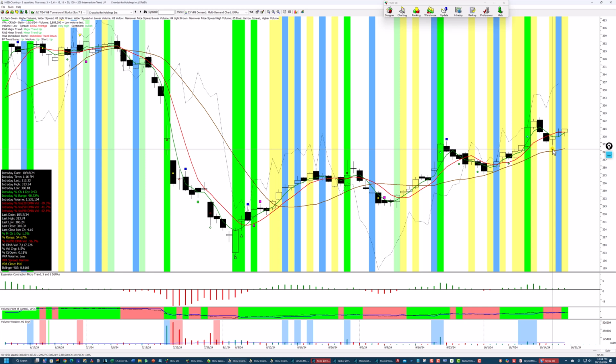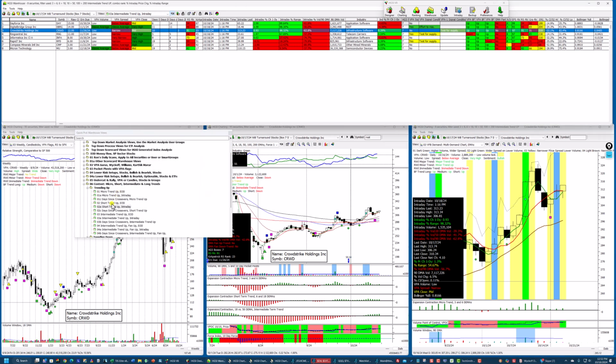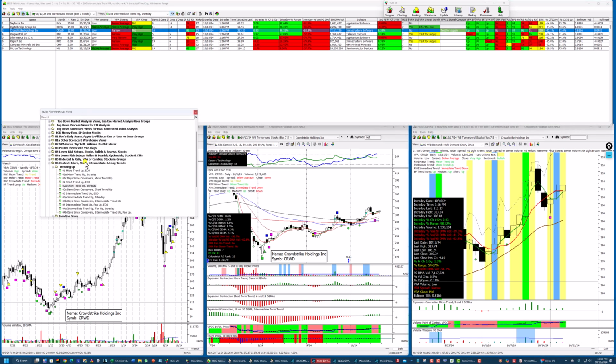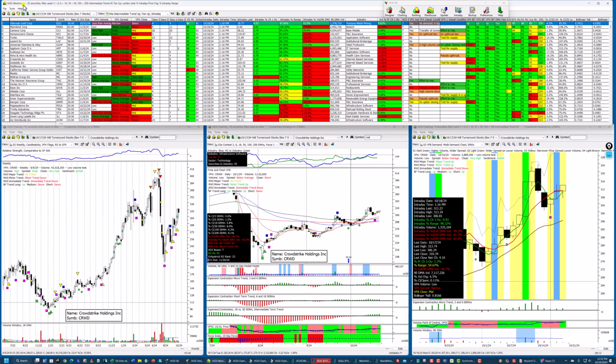Okay, now let's go to the final scan in here. Let me bring the quick pick up. And remember, these are under my essential warehouse views. And now I'm going to go to the intermediate term trend up with the fan up. These are going to be the strongest stocks. And look, there's 35 of them in here that are box 7 or turnaround stocks.